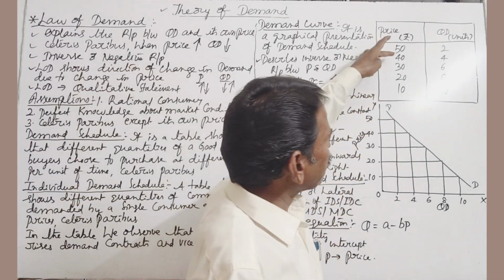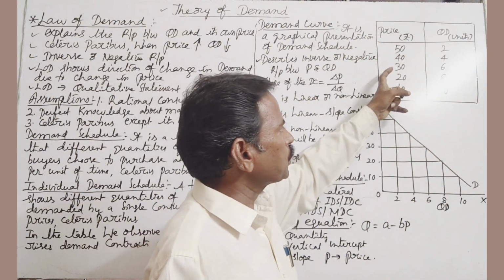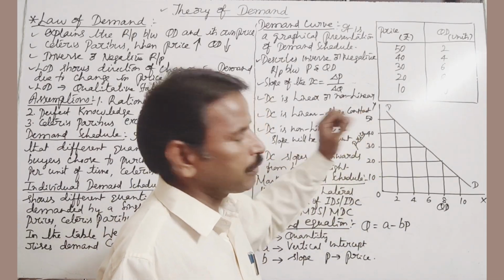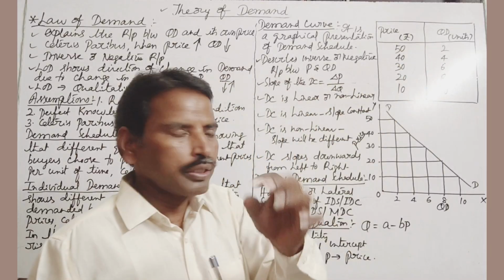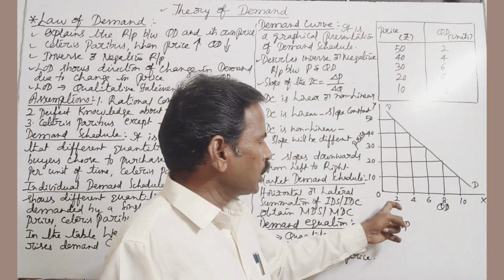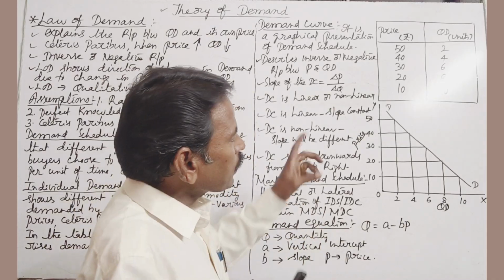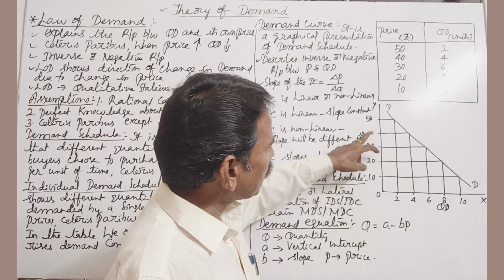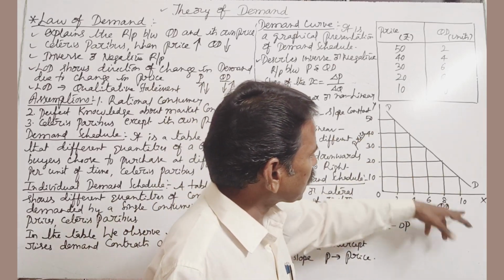Price: 50, 40, 30, 20, 10. As price falls, 1 centimeter is equal to 10 rupees. So 10, 20, 30, 40, 50. Whereas quantity minimum is 2, maximum is 10. 1 centimeter is equal to 2 units taken: 2, 4, 6, 8, 10. So draw the boxes for each, and mark the points.